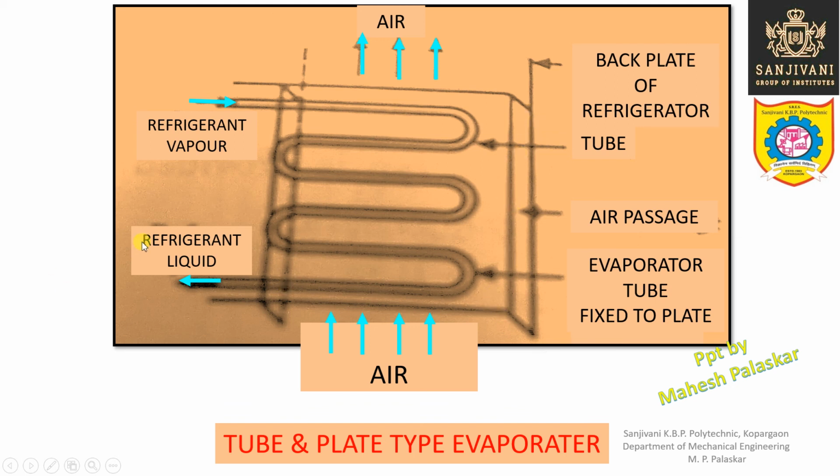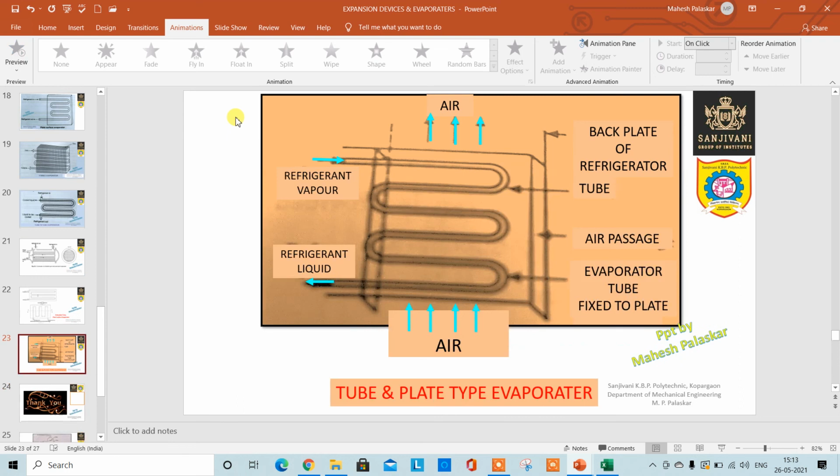So this is the plate. Here this is the tube. The refrigerant vapor is entering. Actually refrigerant liquid should enter and refrigerant vapor should come out. Refrigerant liquid should enter and refrigerant vapor should come out if this is the evaporator, otherwise it is a condenser, right? So if it is a tube and plate type evaporator, then the liquid refrigerant should enter and the refrigerant vapor should leave, okay. So I can just make this change here quickly.